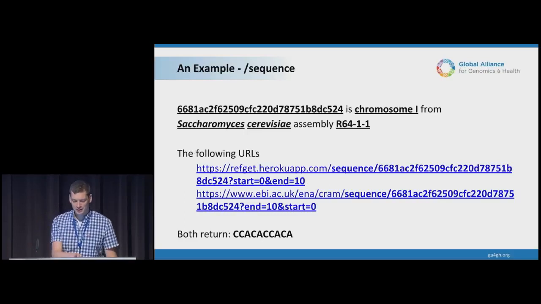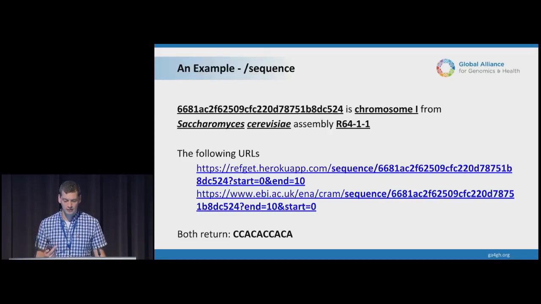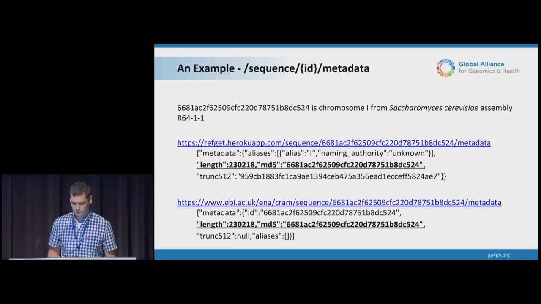So we have this identifier here. I'm not going to say it, but it's the one starting 6681. That's chromosome 1 from Saccharomyces cerevisiae from the latest assembly. And there's these 2 URLs, which are the 2 live implementations of refget. The bit that's bolded is the identical URL. It's just the prefix that differs, and both return the exact same sequence.